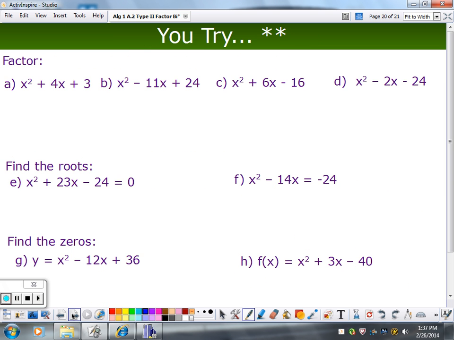All right, well, we'll find out in a moment what you think. We're going to do some retries. Okay, really good question. What is this asking? When it says factor, what am I asking you to do?